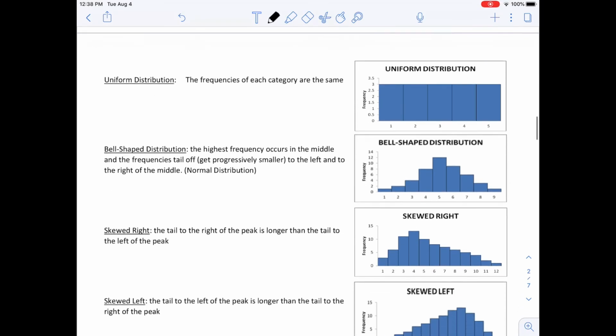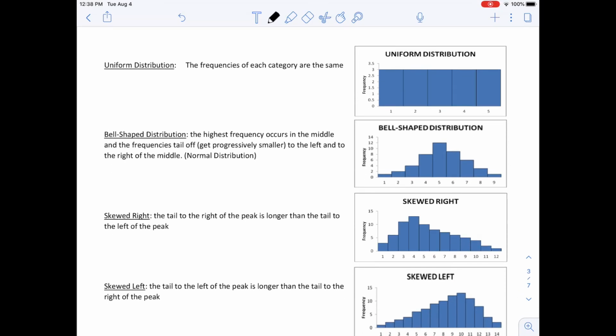One way that a variable is described is through the shape of the distribution. So on the next page, there are 4 different graphs here. We have uniform distribution, bell-shaped distribution, skewed right, and skewed left. So uniform distribution, the frequencies of each category are the same, and you can see looking at your histogram on the right that it is very straight across, they're all the same, versus a bell-shaped distribution, where the highest frequency occurs in the middle, and the frequencies tail off and get progressively smaller to the left and to the right of the middle. This is also going to get us into our normal distribution.